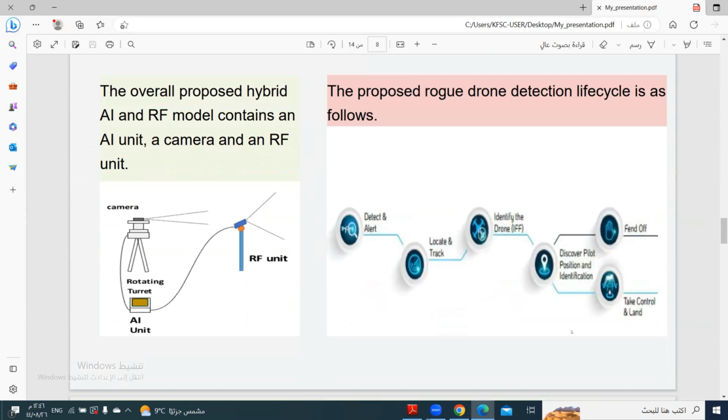This is the overall proposed hybrid AI and RF model. It contains artificial intelligence units and also has a camera and RF unit. This is the hybrid, and this is the proposed rogue drone detection life cycle. First, it detects and alerts, then locates and tracks, identifies the drone, and after that discovers the pilot position and identification. Then it takes the decision to fend off or take control and land.